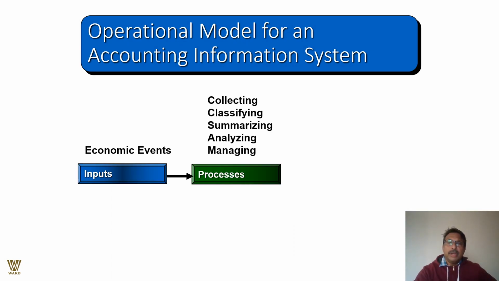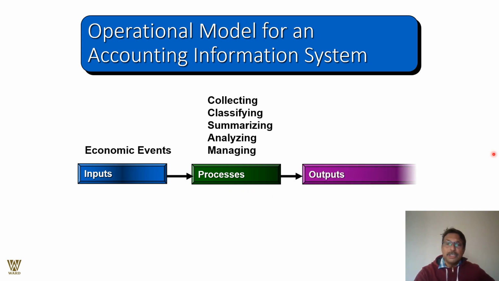So operational model: how do we go about the accounting information system? You have an economic event, any sort of transaction. Those are the data that you need to put in. After those data have been put in, you need to collect all the data, classify them, summarize them, analyze them, manage them. What are we doing? We are basically sorting, sequencing, and prioritizing everything. This comes under the process part.